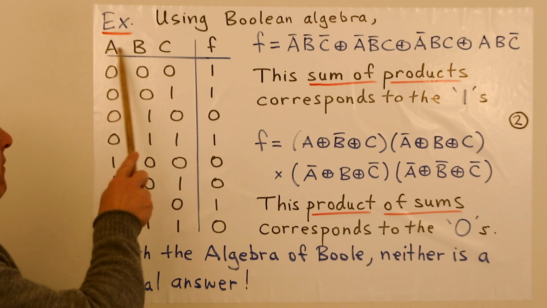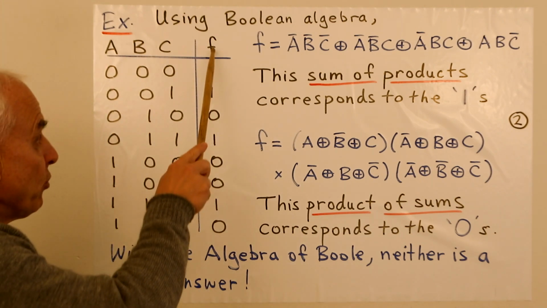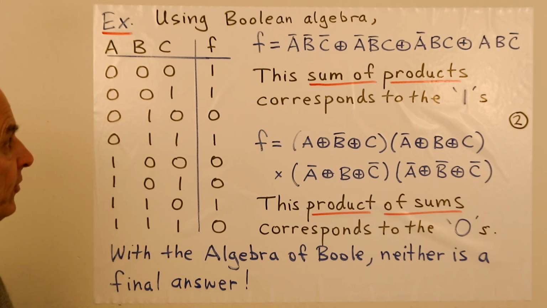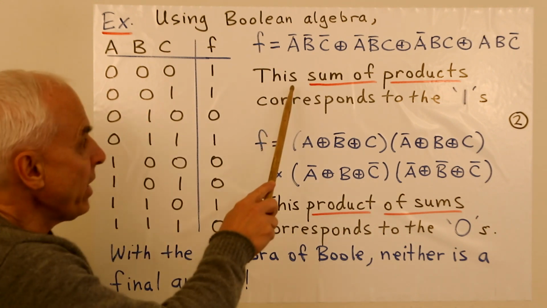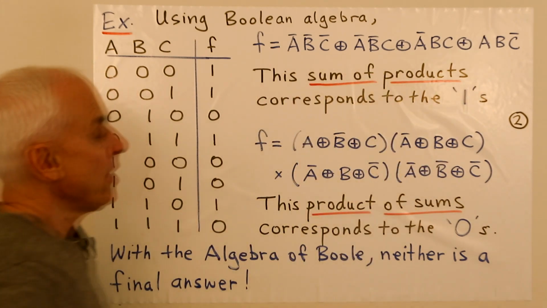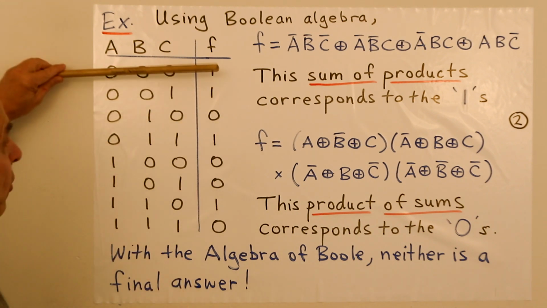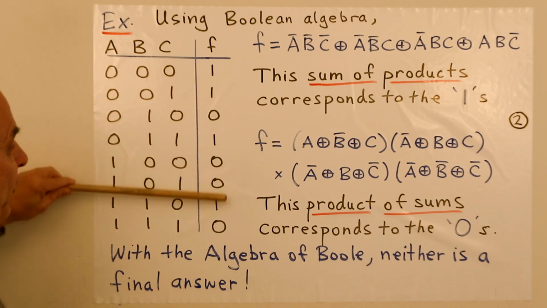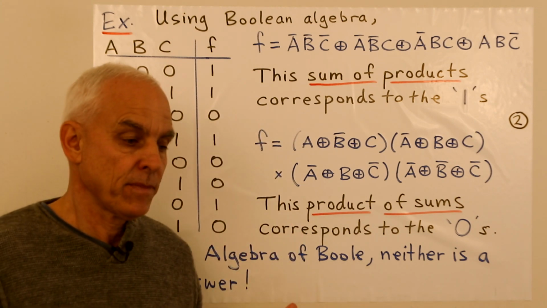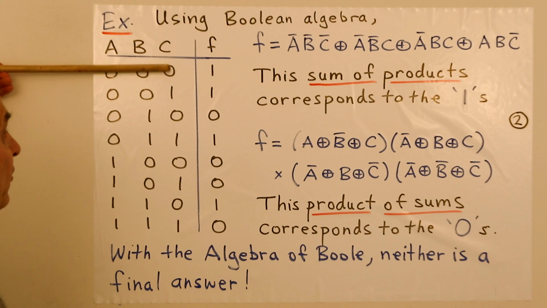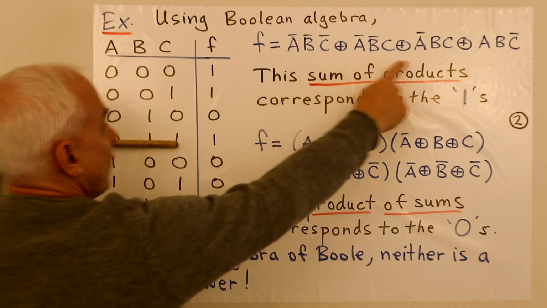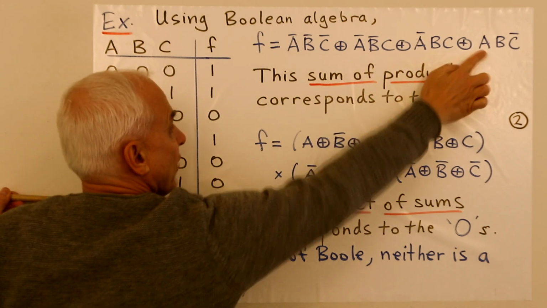So here are three variables, a, b, and c, and here is a Boolean function f depending on the usual 8 inputs. Now, one expression for f is as a sum of products, and that looks like this. This is obtained by looking at those rows that correspond to ones. So basically we're saying, when is f equal to 1? F is equal to 1 when either this condition is satisfied, or this condition is satisfied, or this condition is satisfied, or this condition is satisfied.